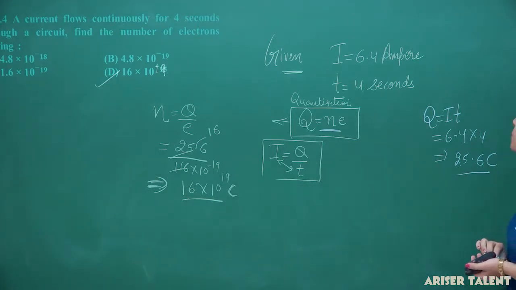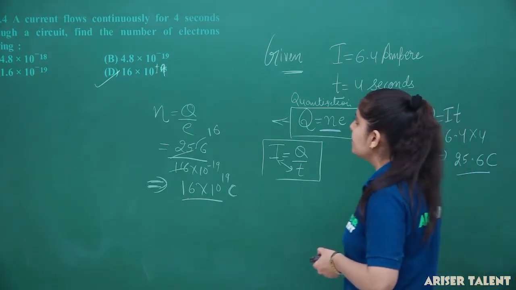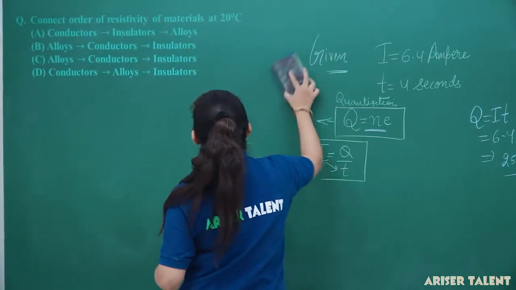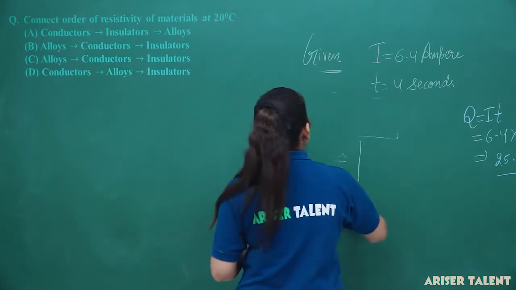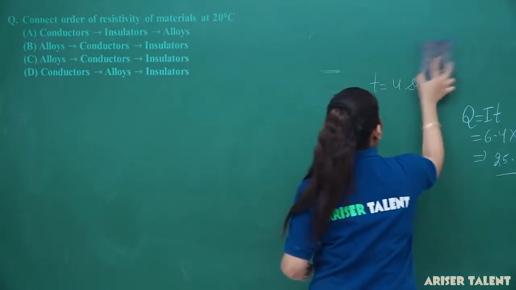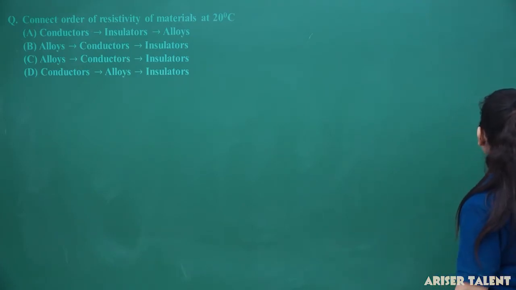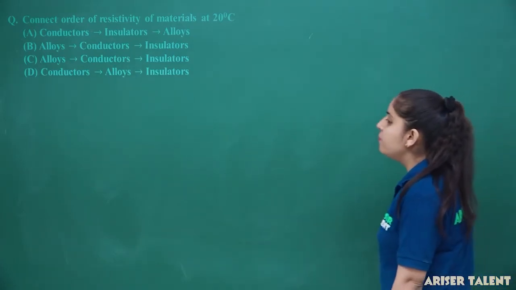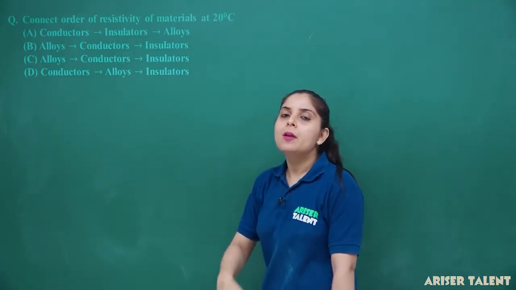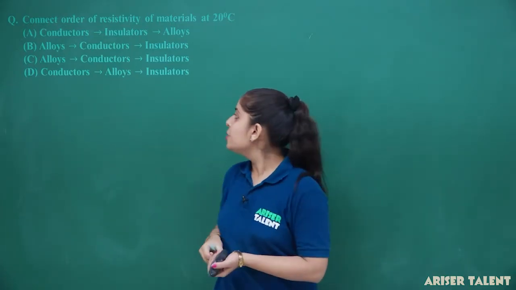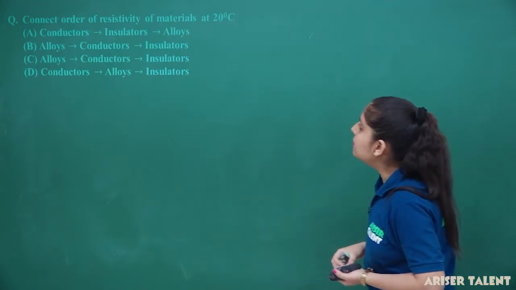Now let's move to the next question of this sequence. You have to connect the order of resistivity of the material at 20 degrees Celsius. So when we were discussing the chapter, we know that conductors will have a very high value of resistivity because the conduction is possible only when the resistivity is high. So let us check the order here.